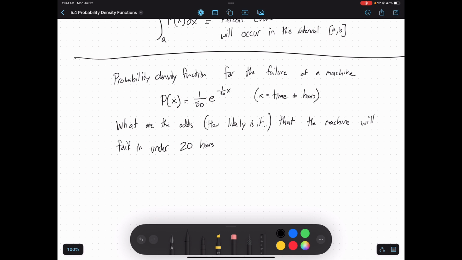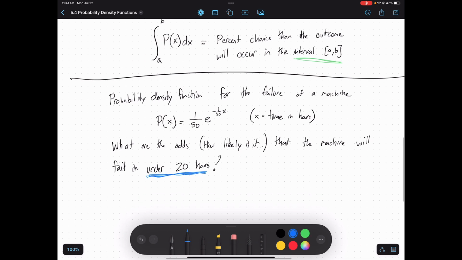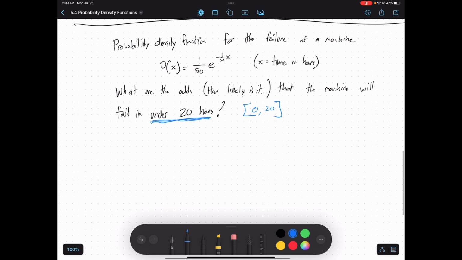You'll notice in this question that I'm really giving you an interval of time. I'm not giving you a specific single point in time. I'm giving you an interval, under 20 hours. So with that in mind, what would my interval be? By integrating a probability density function, I can find the percent chance that the outcome will be in a certain interval. If I'm just looking at under 20 hours, I'm going from 0 to 20. So I can set up an integral from 0 to 20 of my function.